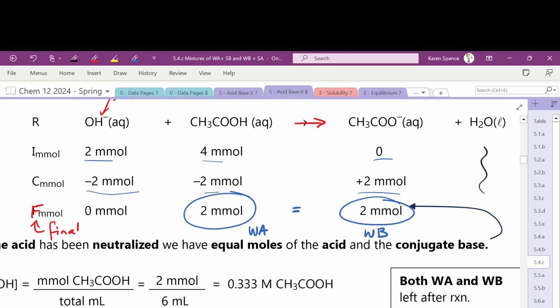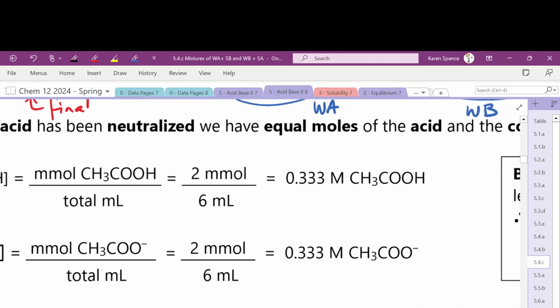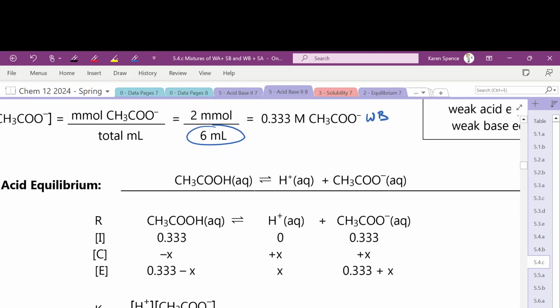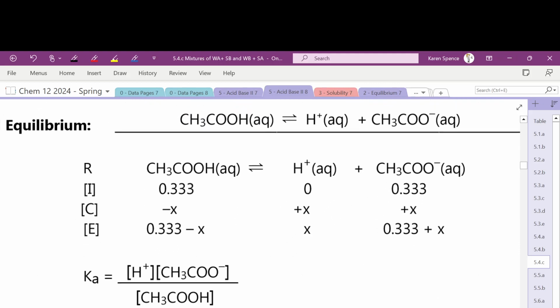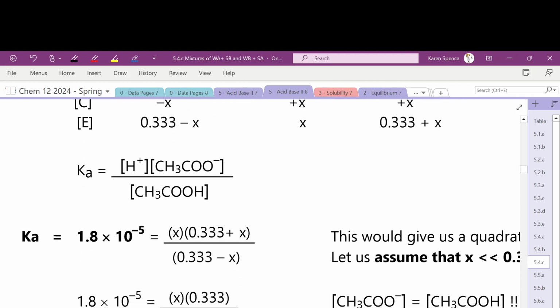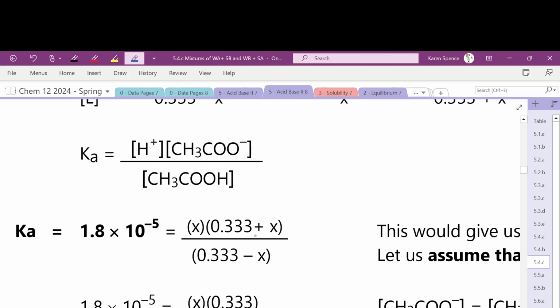Whoa, look at this. Now, we're going to find our concentration of our weak acid and our concentration of our weak base. Our total volume for each of those was 6 millimoles. Concentrations are the same because the moles are the same. And we can now throw this into a Rice table. Same math as before, just with different numbers here. And what you're going to see then is that if we assume that X is insignificant, what do we have here?